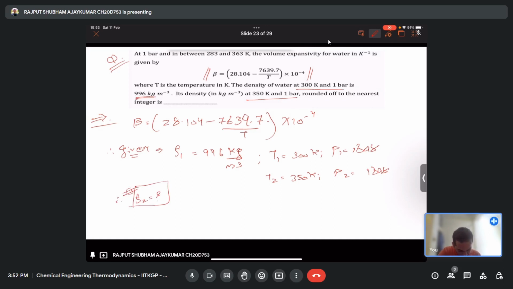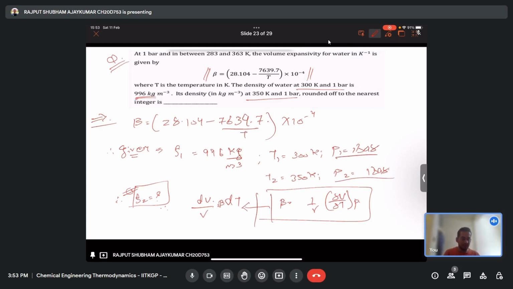Okay, so volume expansivity beta is defined as 1 upon V times del V by del T at constant pressure, right? So this is what volume expansivity beta is. I've expanded it in terms of this. The pressure is already constant, P1 equal to P2, given at 1 bar. So if I take pressure constant, we get dV by V equal to beta into dT.